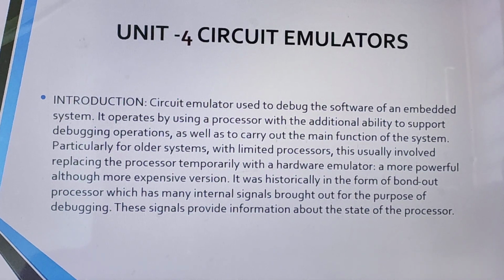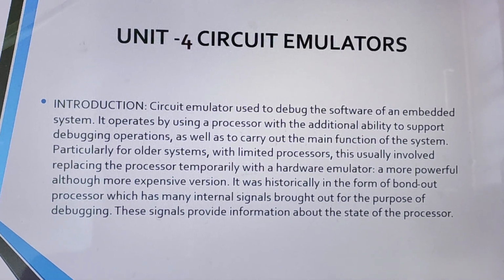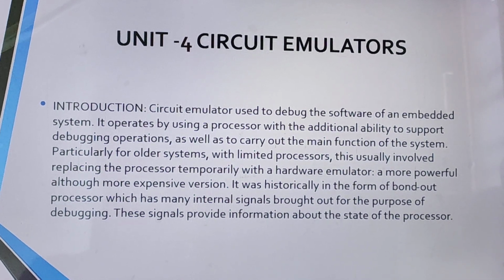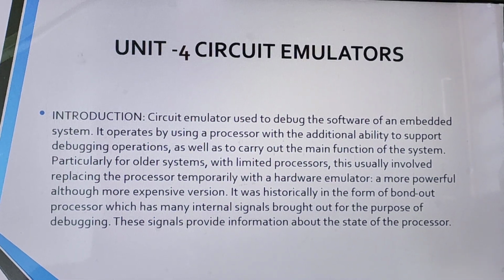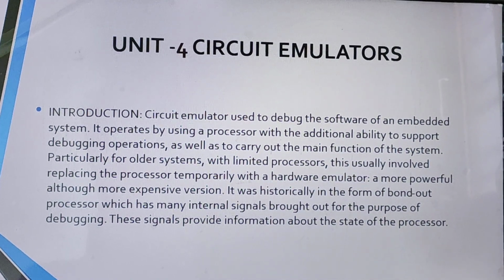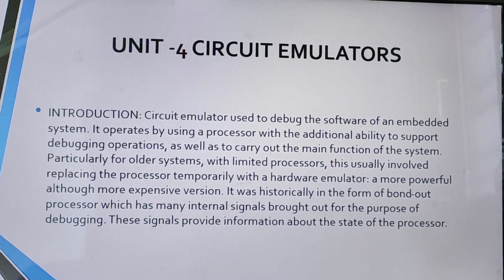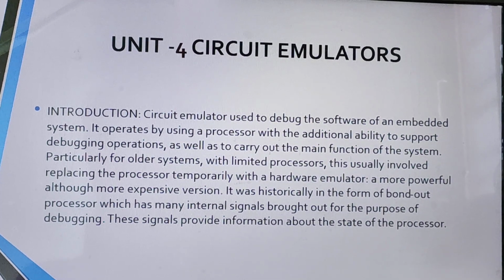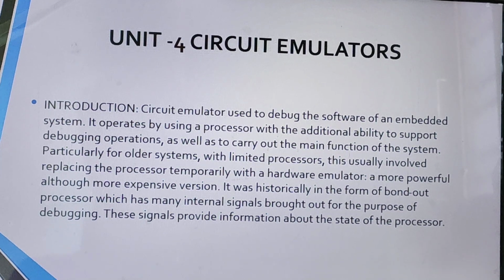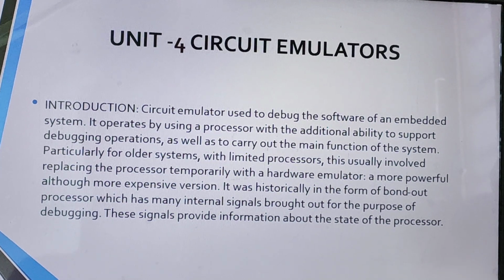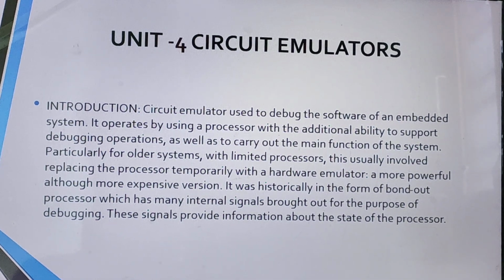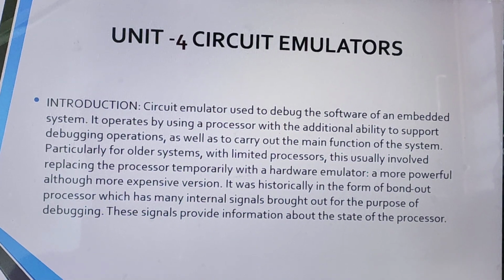So with the limited processor we have to change the system, and that is a more powerful and expensive version. In history, the process brought out internal signals to support debugging. These signals provide information about the state of the processor, and this is the information we get from the software through circuit emulators. Let me go into the topic.